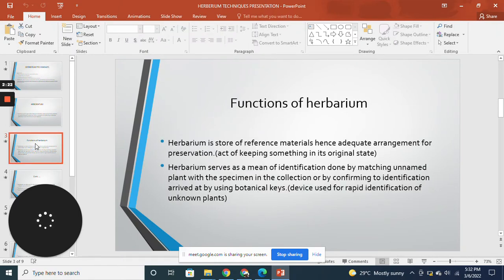Yes, we can go on seeing functions of herbarium. And one of the functions of herbarium is, yes, by using the botanical keys. And here, the botanical keys are devices used for rapid identification of unknown plants. Next.